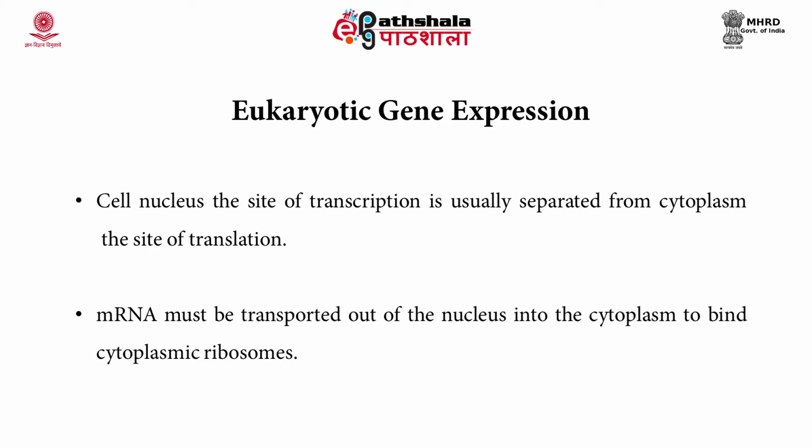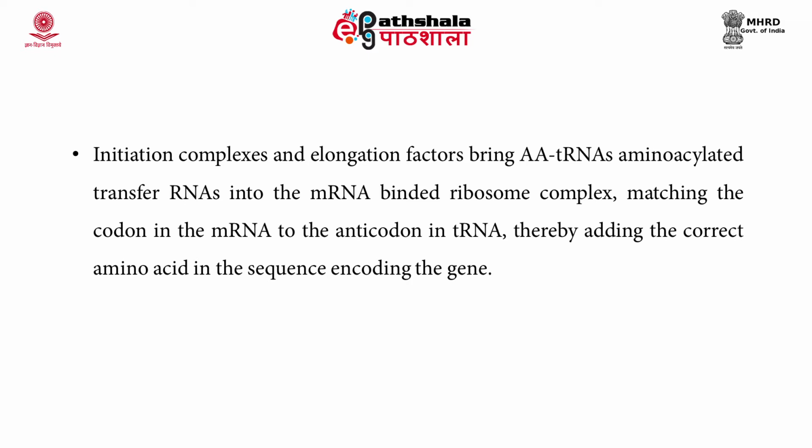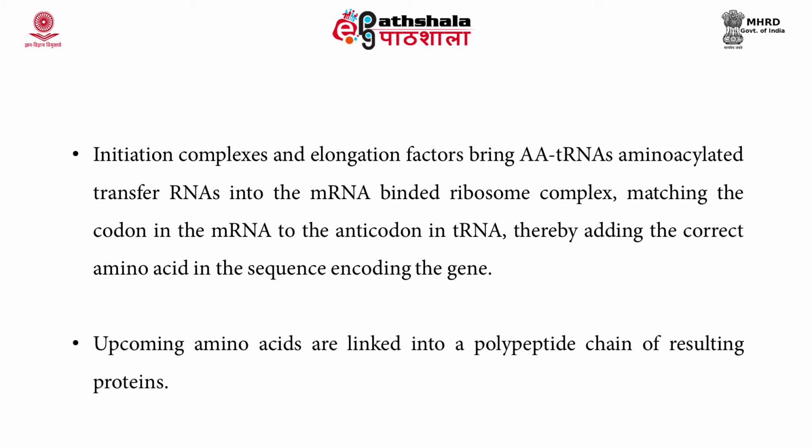mRNA must be transported out of nucleus into the cytoplasm to find cytoplasmic ribosomes. Initiation complexes and elongation factors bring AA-tRNA, which is aminoacylated transfer RNA, into the mRNA-bound ribosome complex, matching the codon in the mRNA to anticodon in tRNA, thereby adding correct amino acid in the sequence encoding the gene. Upcoming amino acids are linked into a polypeptide chain of resulting proteins.